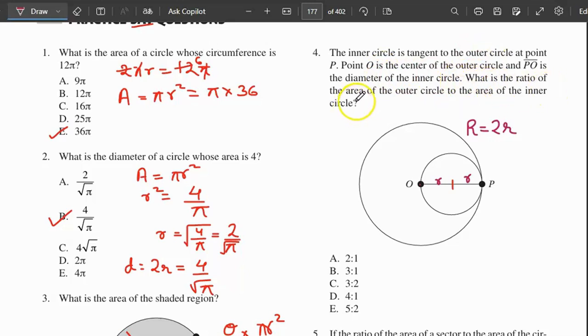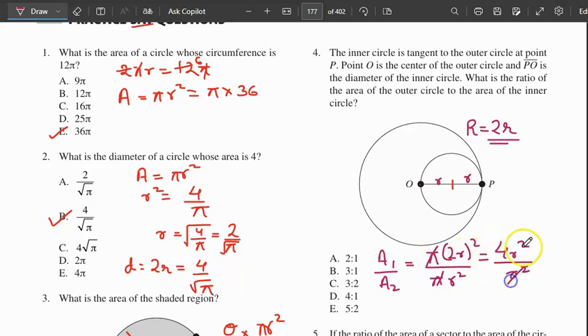What is the ratio of the area of the outer circle to the area of the inner circle? We already have that figured out. We know the ratio of the radius. So area of the outer circle upon area of the inner circle will be equal to pi into capital R square, that is 2r whole square, upon pi into small r square. This pi and pi will be cancelled. 2r whole square is 4r square upon r square. These will be cancelled. So the ratio is 4:1. This is the answer. D option is correct. 4:1.